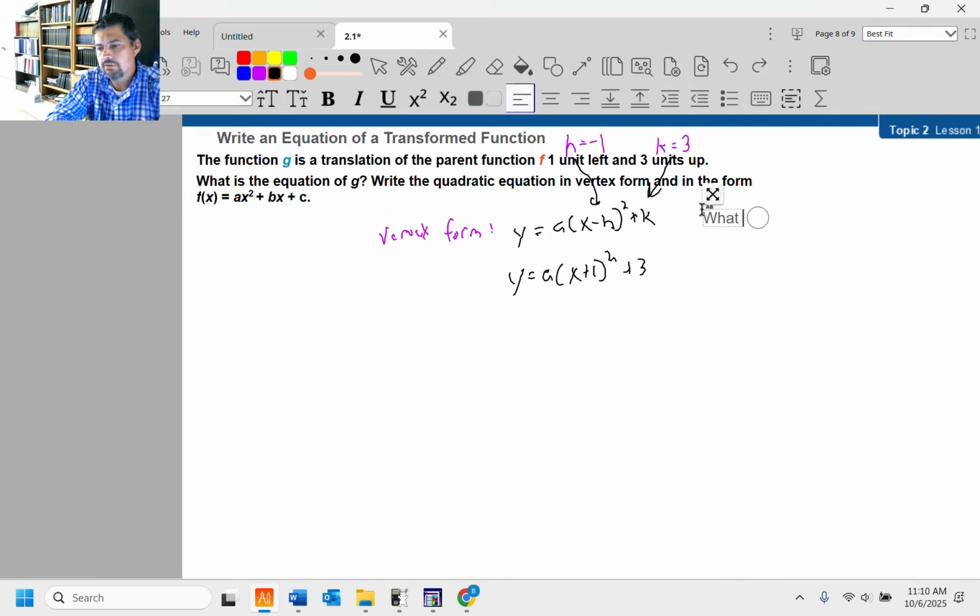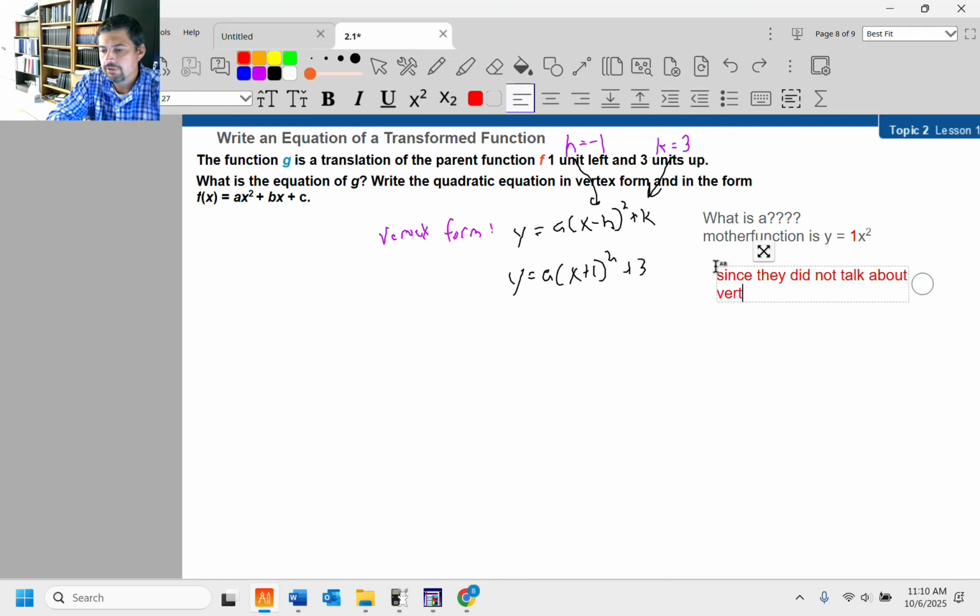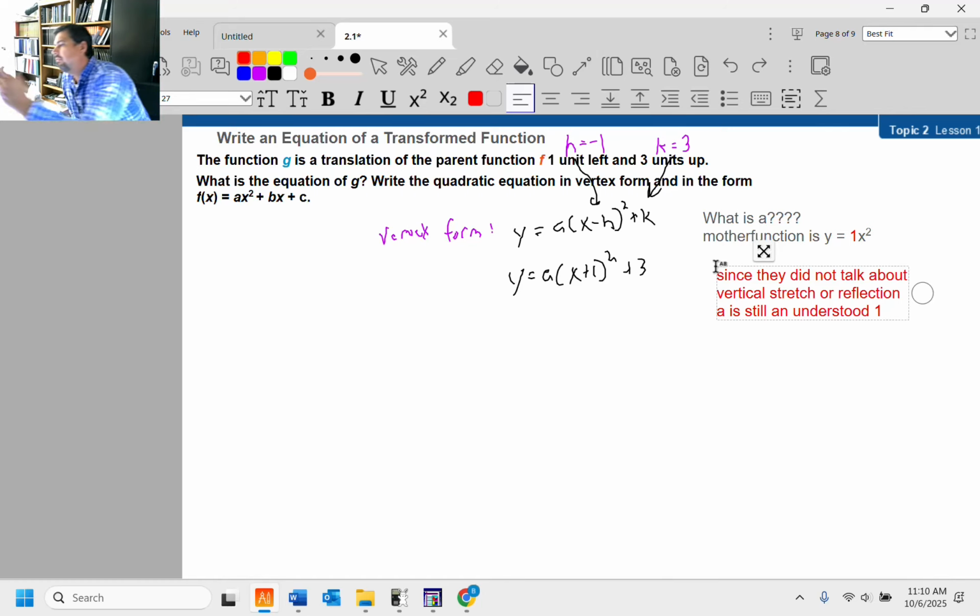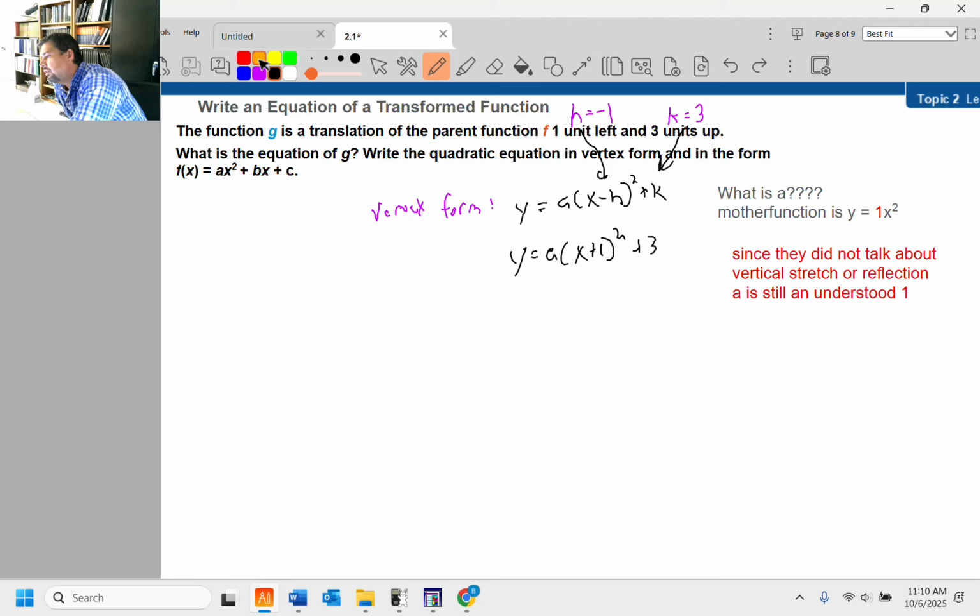What is a? I don't know. Actually, I do know. So the mother function is y equals x to the second. Technically, there's a 1 in front of it. Now, since they did not talk about a vertical stretch or reflection, a is still an understood 1. So my final form of this equation, and I'm not going to judge you if you put the 1 there.